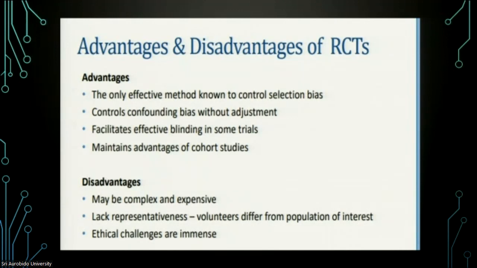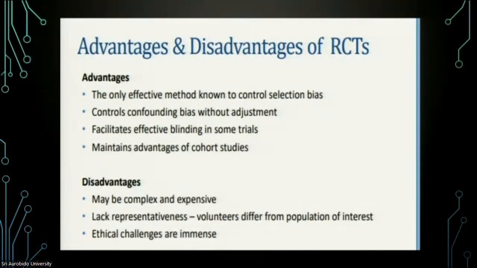There are some advantages and disadvantages of RCTs, as we have for all the other study designs. This is the only effective method known to control selection bias. It controls confounding bias without adjustment. It facilitates effective blinding in some trials and maintains advantages of cohort studies.